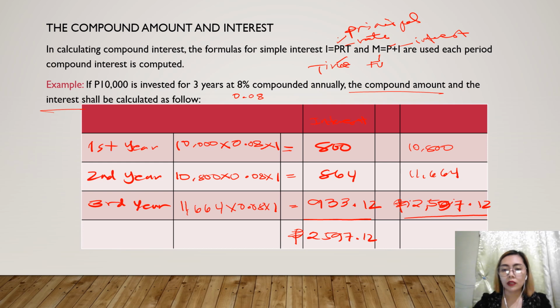12,597. Okay. So, kung mapapansin nyo, kung gusto mong malaman yung interest at nakuha mo lang ito, i-minus mo lang siya dun sa principal, which is 10,000, then magbabalanse yan. So, pag nagbalanse yung interest, principal, at yung future value mo, then tama yung sagot mo. Okay po? So, next.